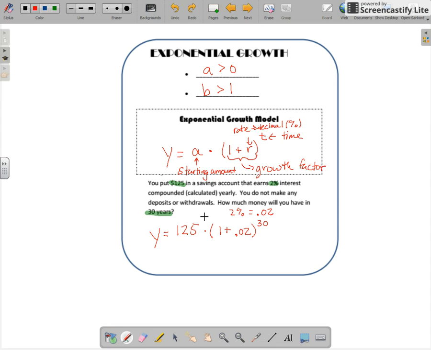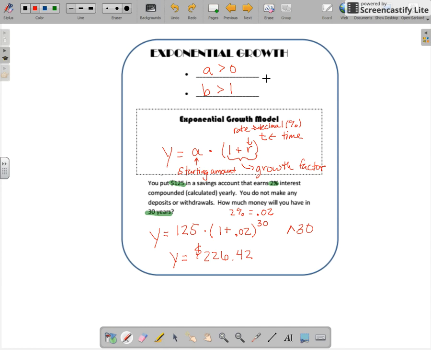Now, when you plug this into your calculator, I'm going to type it in exactly how you see it: 125 times parentheses, 1 plus 0.02, close parentheses. And then to get this to the 30th power, hit caret 30. I really want you to practice doing this so that you are getting used to how you plug it in. And when you do plug it in, you get that y is equal to $226.42. So after 30 years, you will have $226.42 in that savings account.